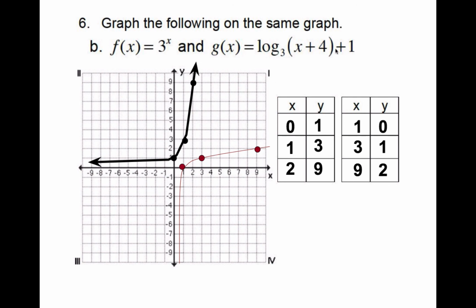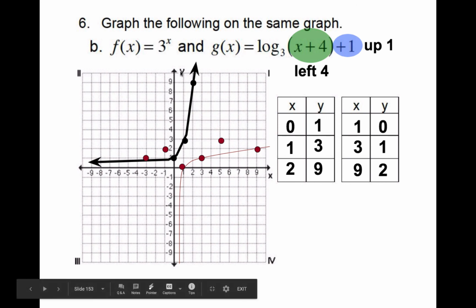But when you look at the function, notice this is being shifted. So you're going to do what we always do. It's opposite, same. So we're going to go left 4, up 1 from each of these points. So left 4, up 1, put a dot. Over here, left 4, up 1. Over here, left 4, up 1.